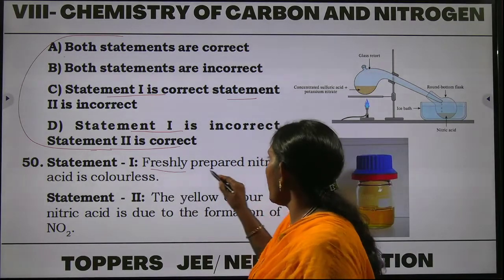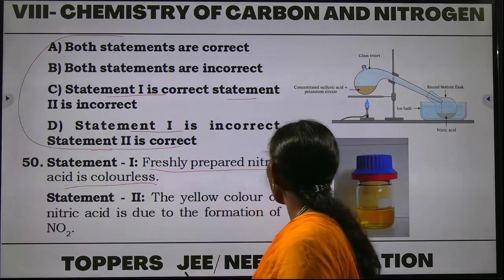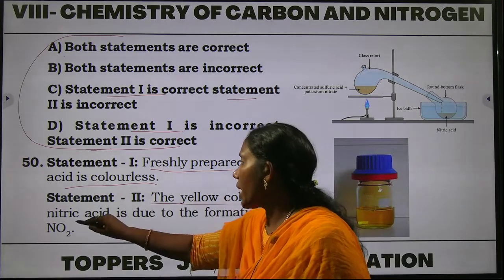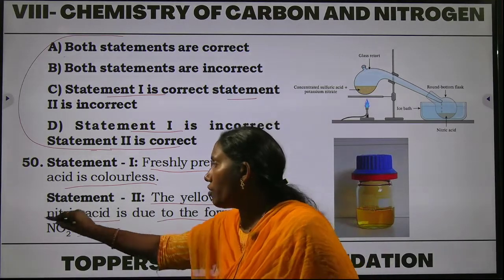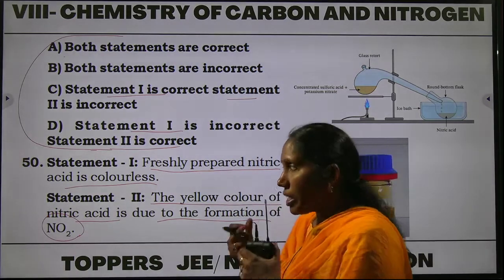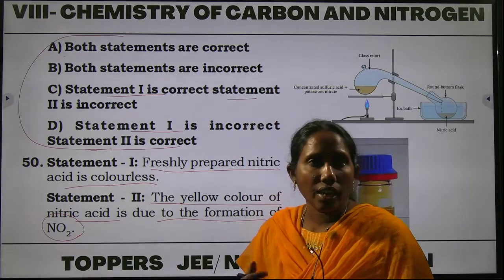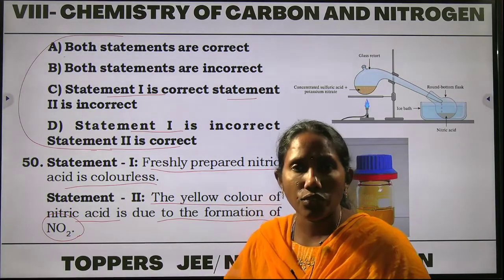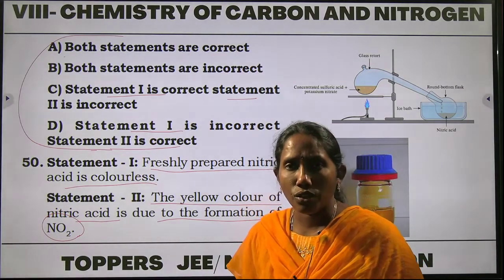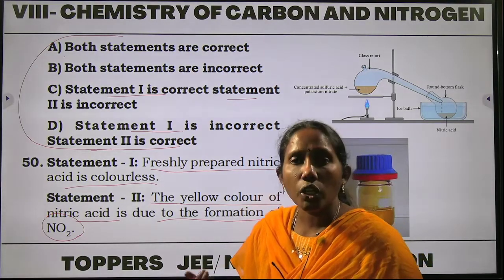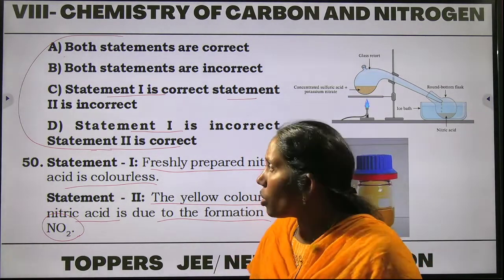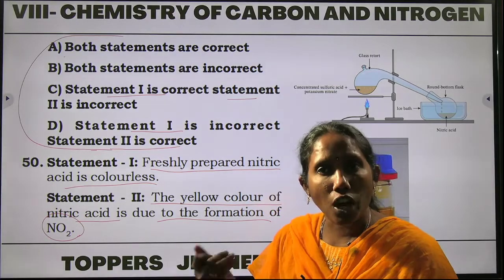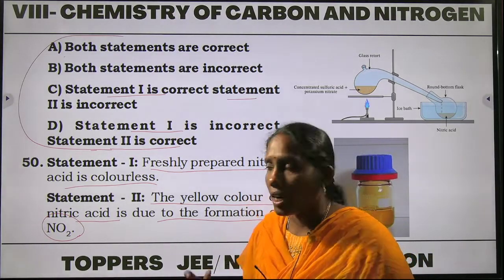In statement 1 they gave: freshly prepared nitric acid is colorless. Statement 2 is: the yellow color of nitric acid is due to the formation of NO2. Yes, see, freshly prepared nitric acid will be colorless. It is like plain water. It is an acid. It has fumes. Concentrated nitric acid has fumes and diluted nitric acid has no fumes. We can touch it with our hand. That depends upon how much you have diluted that acid, right? So immediately after preparing the HNO3, if you observe, the color of HNO3 is colorless. This statement is correct.